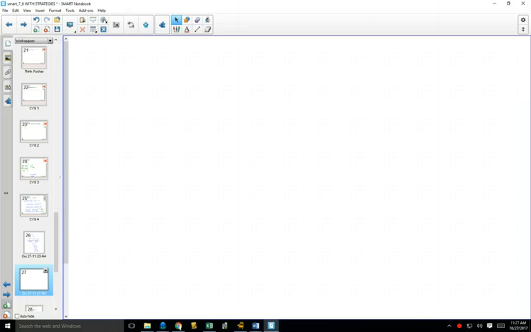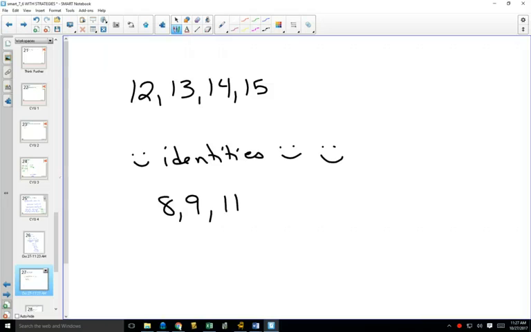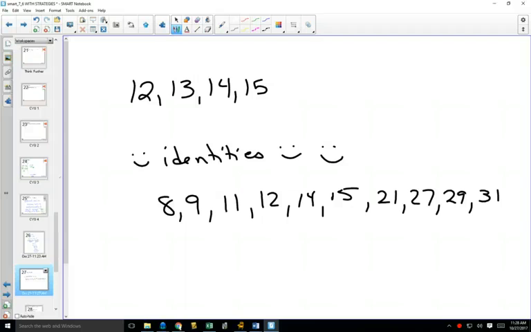To work on the homework, from your textbook, I'm going to assign 12, 13, 14, and 15. And then on your identities worksheet, the one that had all the happy faces, on the back side was a bunch of solving questions. The ones I want you to solve are 8, 9, 11, 12, 14, 15, yeah, I forgot 7 on purpose, 21, 27, 29, and 31.